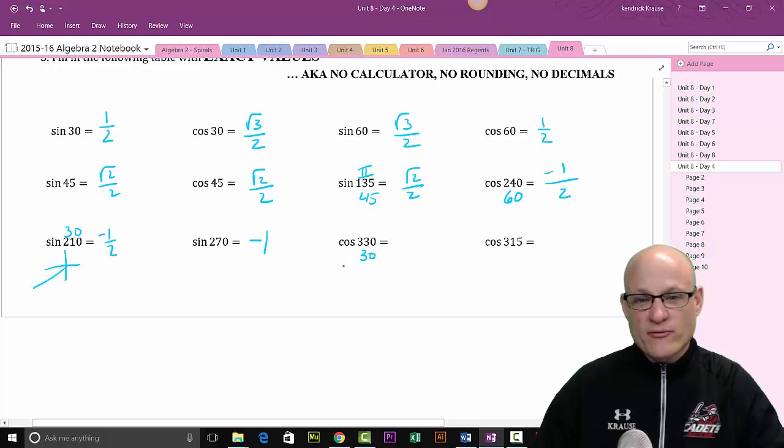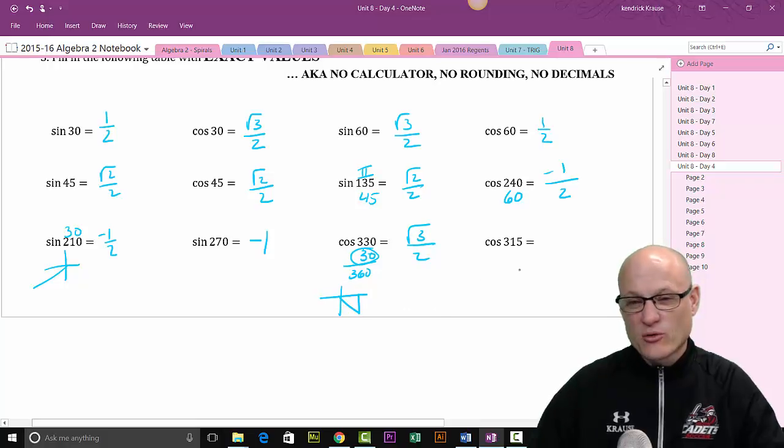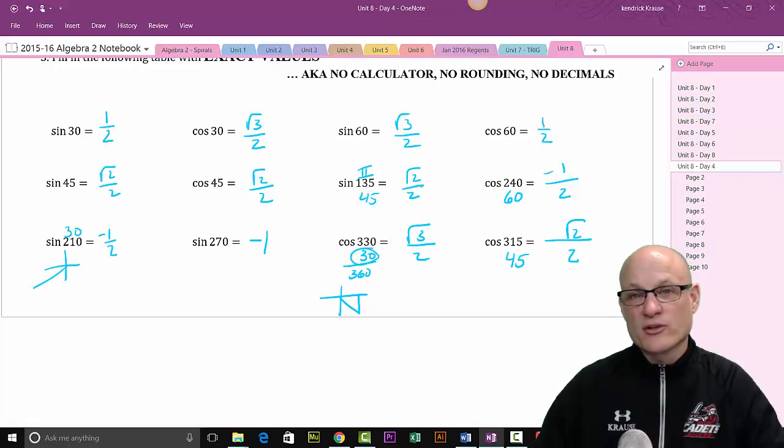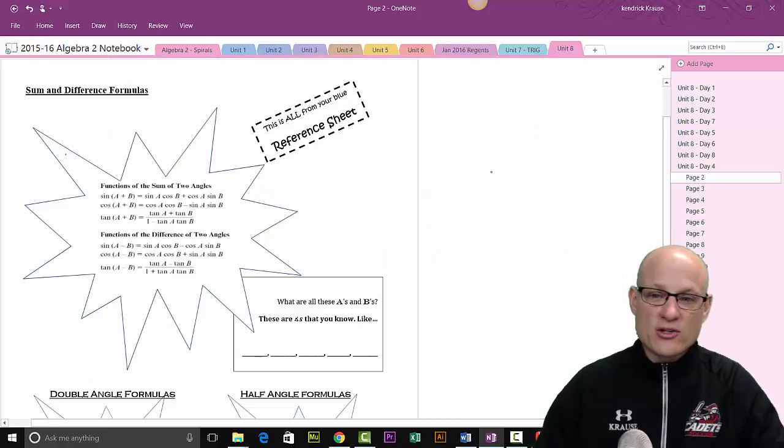330 is 30 away from 360, so this is a reference angle of 30. Cosine of 30 is the square root of 3 over 2. We're in the fourth quadrant, and cosine's positive in the fourth quadrant. This has a reference angle of 45, so therefore it's the square root of 2 over 2. In the fourth quadrant, cosine's positive. All right. Hopefully you got through all those. Now, looking through this sheet.